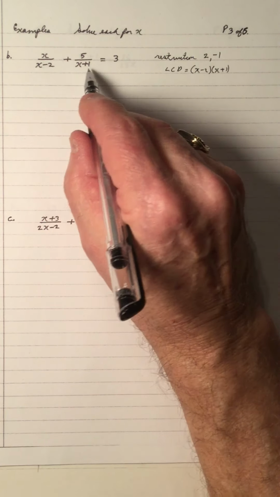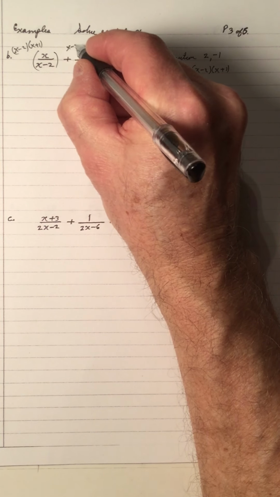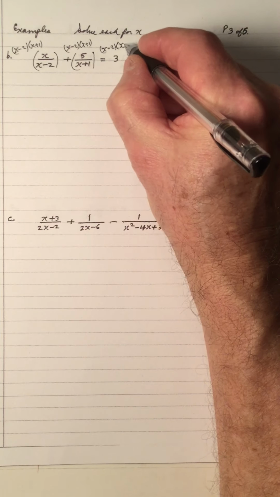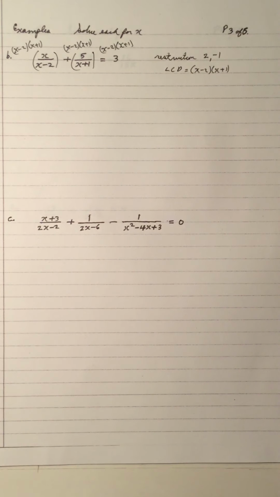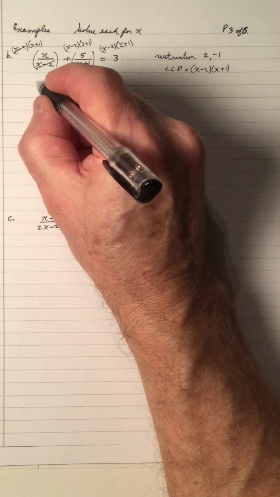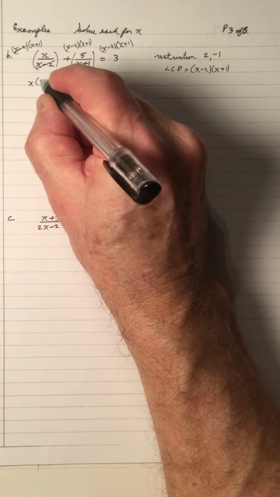So that means we multiply by x minus 2 times x plus 1, multiplied by each fraction. I put it up at the top so I don't have to write the equation down again. Just want to save time. So there's my LCD multiplied by each fraction. Every denominator should cancel. Gone. So I get x times x plus 1. X plus 1 cancels, and I get a positive 5 times x minus 2. And this doesn't cancel, so I get a 3 times x minus 2, x plus 1.